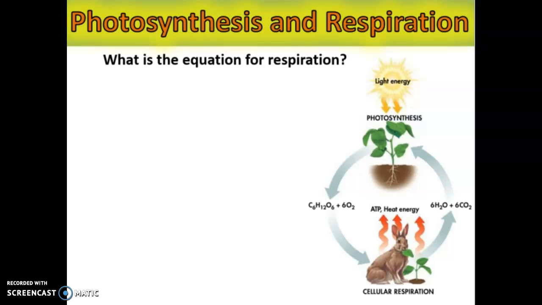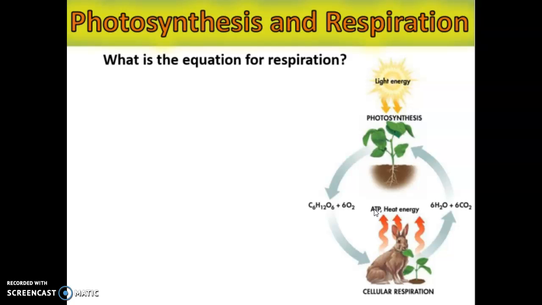Now, if we look at respiration, which is what plants and animals are both capable of doing, it's literally just the opposite of photosynthesis. So for the equation, we just want to go backwards. In respiration, we take in glucose, C6H12O6, and we breathe in oxygen from the atmosphere, 6 molecules of O2. As we take these two reactants into our bodies, we generate heat and a molecule called ATP, which is actually what your cells run off. It's fuel for your cells.